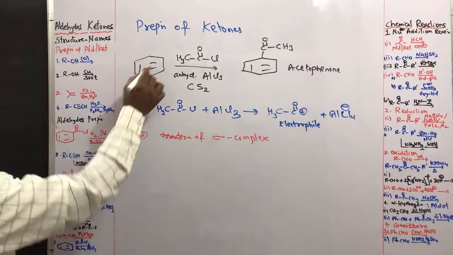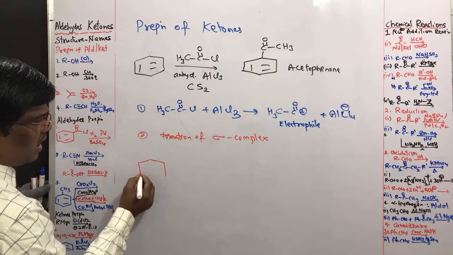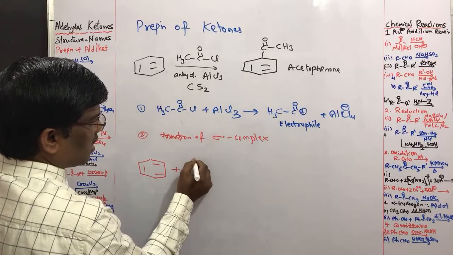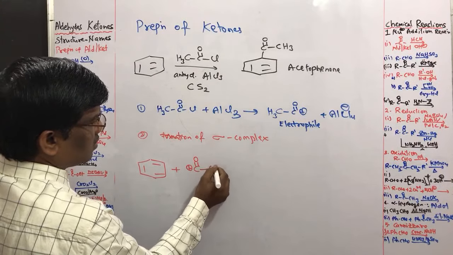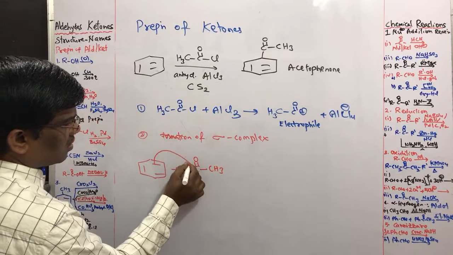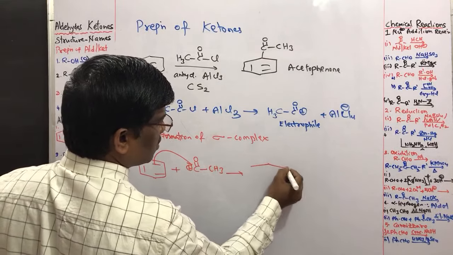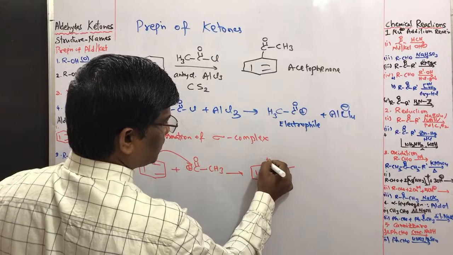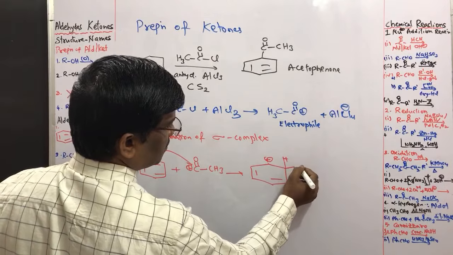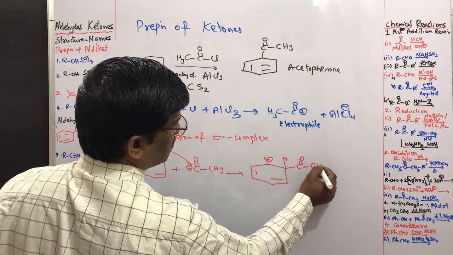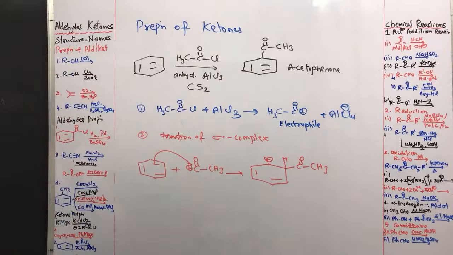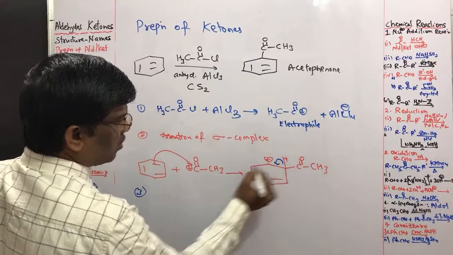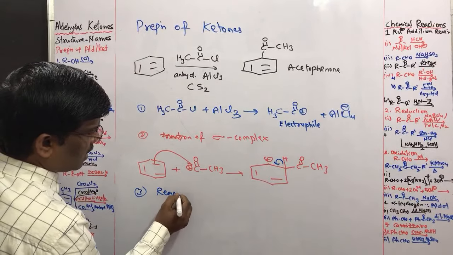What is going to happen? Benzene, which is there, is going to take up this to give sigma complex. So in the third step it is going to lose hydrogen, removal of hydrogen.